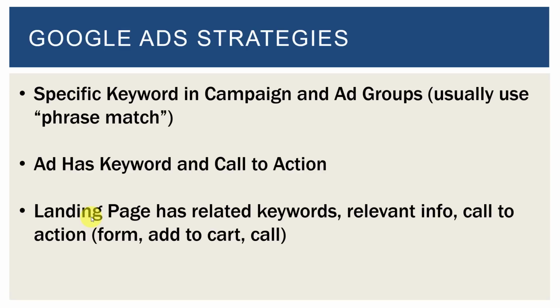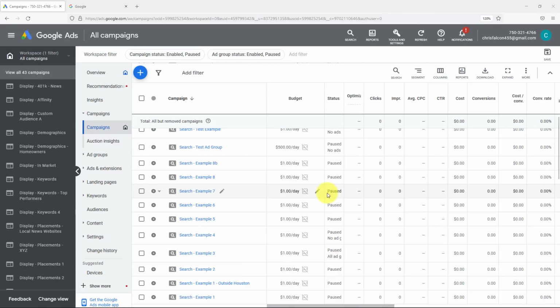Now this also affects quality score, which isn't as big of a deal as it used to be, but you want to keep an eye on it just to make sure that your ad actually shows and you get a decent cost per click and your ad shows a lot so you can get more leads and more conversions.